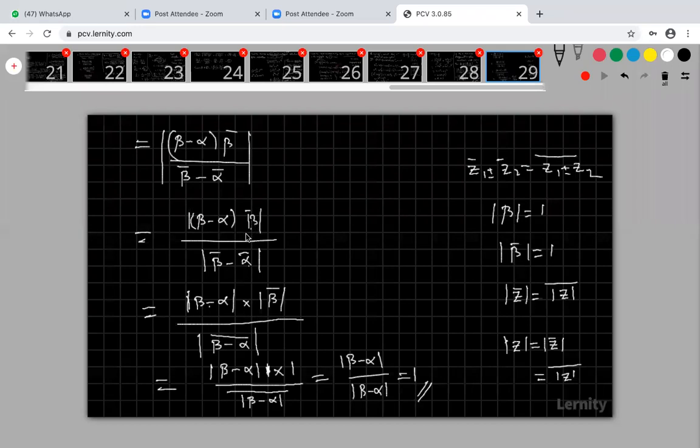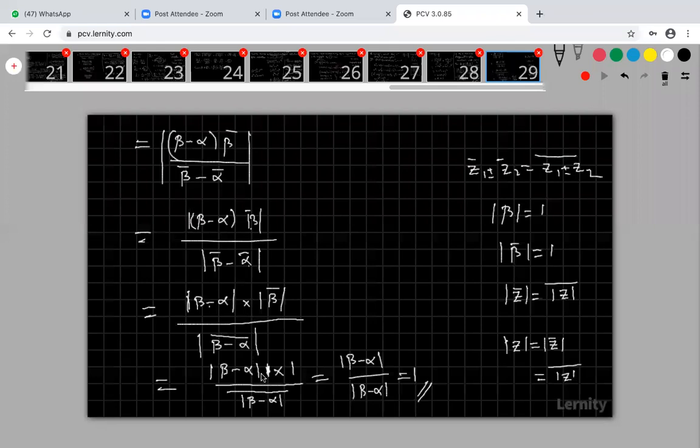That is another result. So taking the modulus for this one, divided by the modulus of this beta bar minus alpha bar. Beta bar minus alpha bar can be taken as beta minus alpha, the whole bar. Whole bar means the conjugate. Look at the result: Z1 bar plus Z2 bar can be written as Z1 plus Z2 the whole bar. I am applying that result.